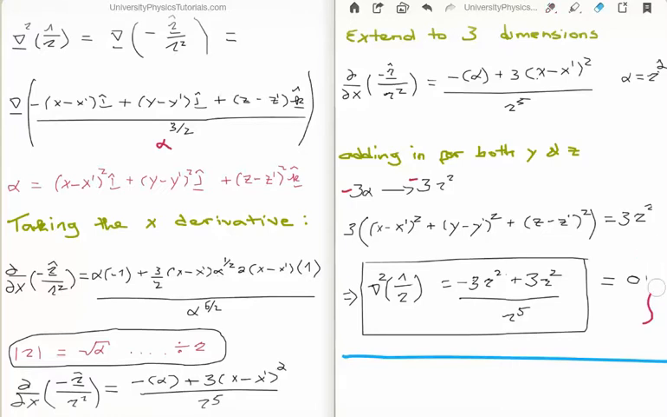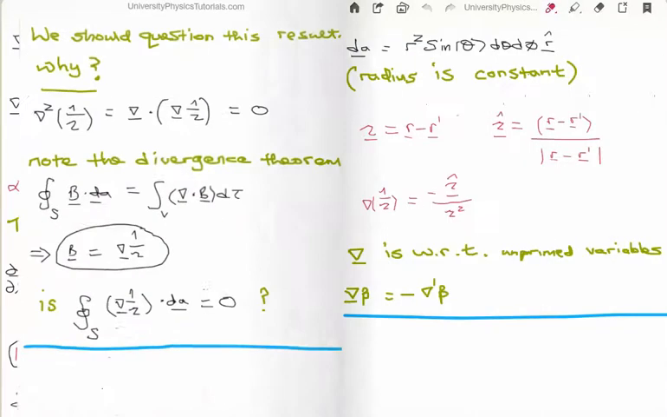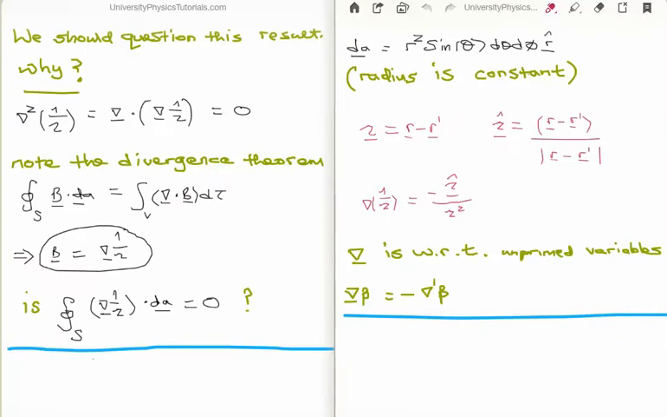So it seems that if we take the Laplacian of 1 over the magnitude of the separation vector, we should get 0. As it stands, it seems like a pretty plausible result, in that the mathematics would probably stand up to scrutiny. But we should question this result, and I'll show you why now. If we note the divergence theorem, I've written the divergence theorem in the middle of the left-hand side of your screen.